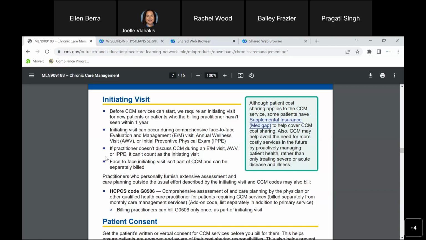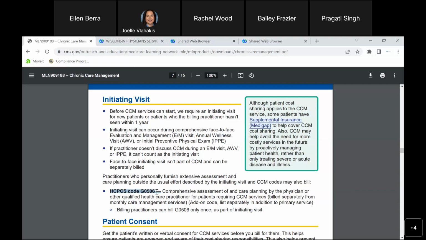The patient is now established with you because they've had an E&M, they've had the welcome to Medicare visit or the annual wellness visit. You'll also notice on there that a face-to-face visit is not part of CCM and can be billed separately. Now you'll notice down here, Medicare has an additional procedure code that can be billed, which is the G0506. And this is a comprehensive assessment and care planning done by the physician or practitioner.